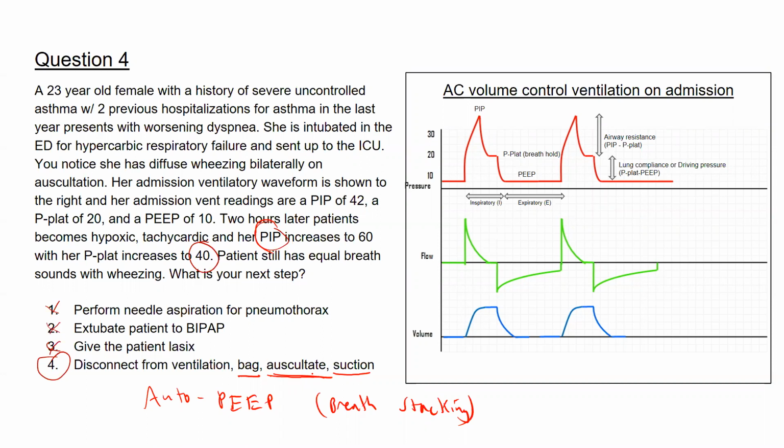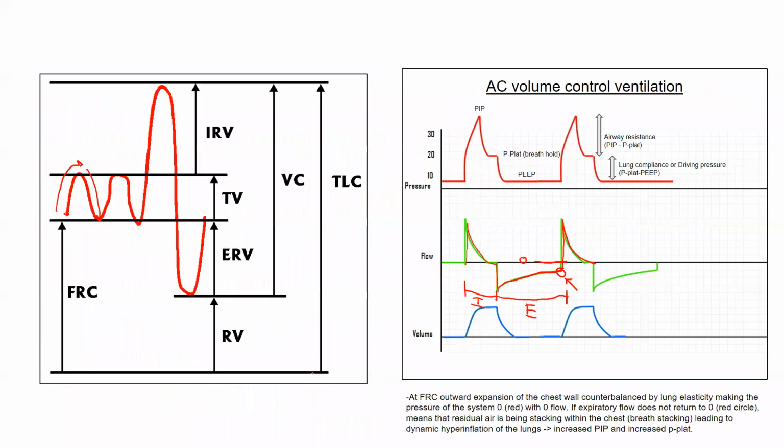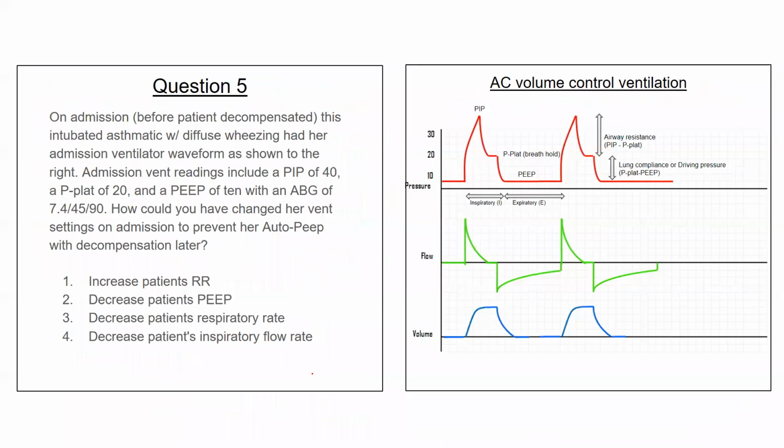So most people got this question right, which is good. This one gets a little bit more nuanced. So, when she came to you, there were hints in her flow, right? She wasn't going back to her FRC. She wasn't going back to zero. She wasn't expiring fully. So there were hints already that she was breath stacking, but it took a little bit for her plateau pressure to go up and for her to decompensate for you to figure it out.